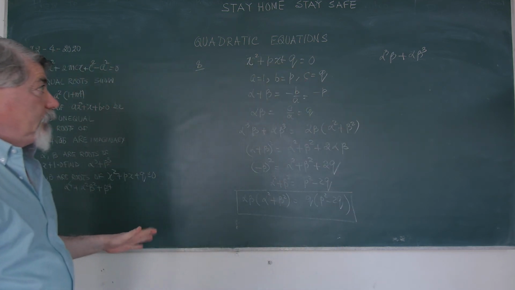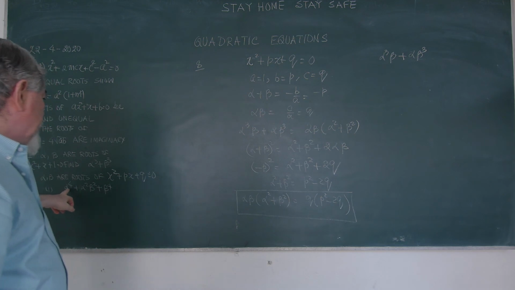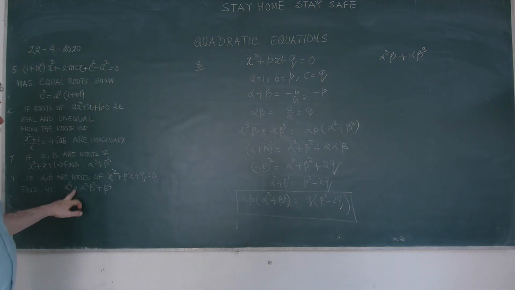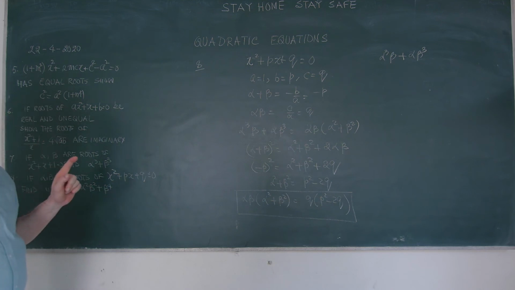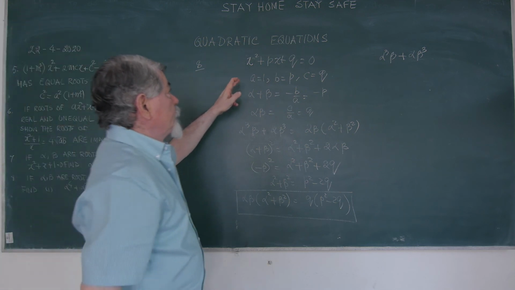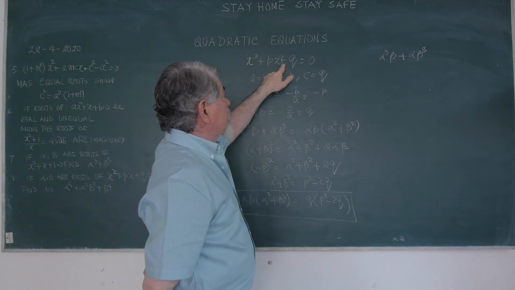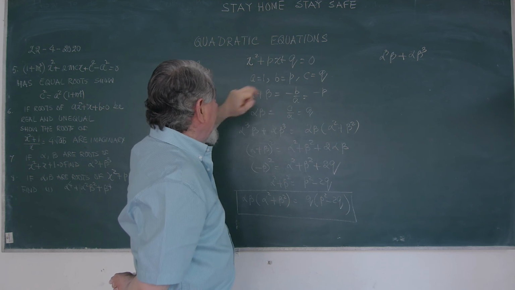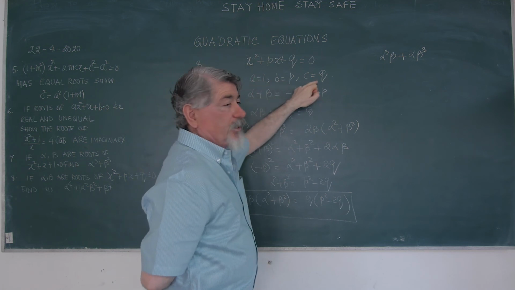The second question we have to calculate is alpha 4 plus alpha square beta square plus beta 4. The second part of the question. Let me write that down. First of all, let me go through this. X square plus px plus q is equal to 0. A is 1, B is p, C is q.